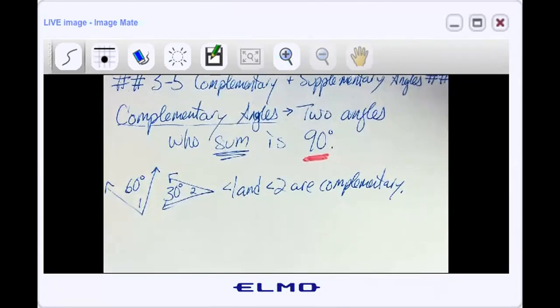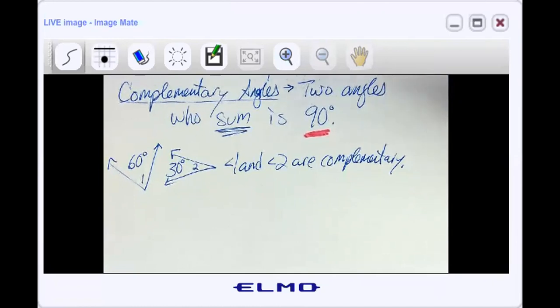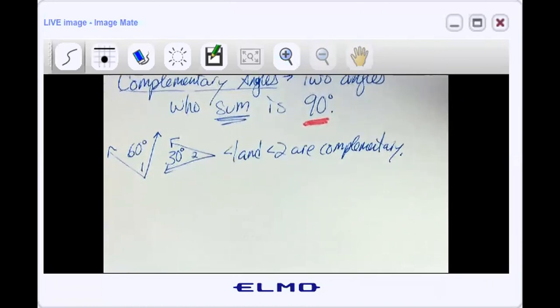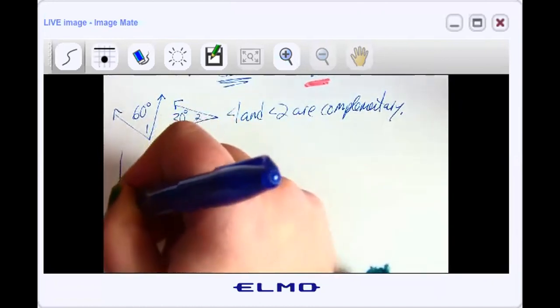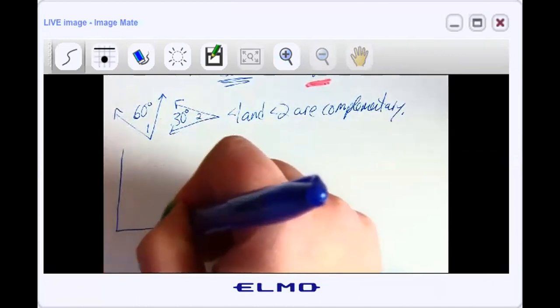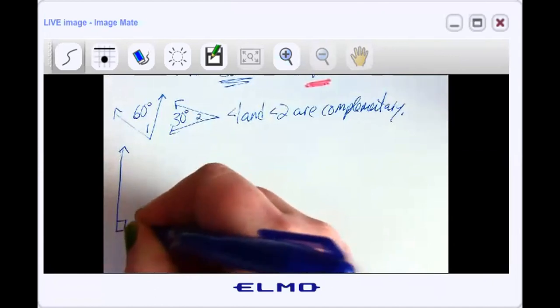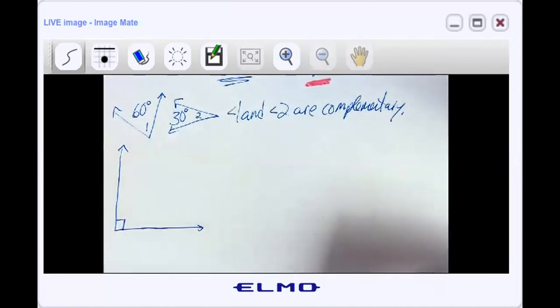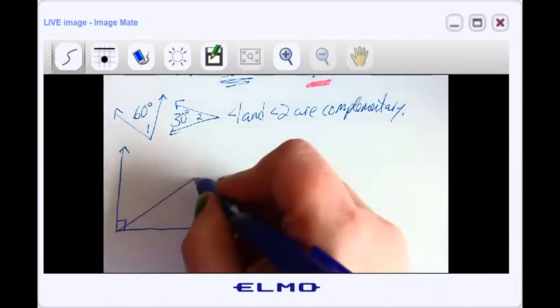So they might look like that, completely separate, and then I just have measures that I could verify, yep, 60 plus 30 is 90. Or they could look like this. I could have something that I know to be a 90-degree angle, right? So if it has that little box in the corner, I know that thing is a 90-degree angle. What I might do is then break that 90-degree angle up into two smaller angles. So something like this.